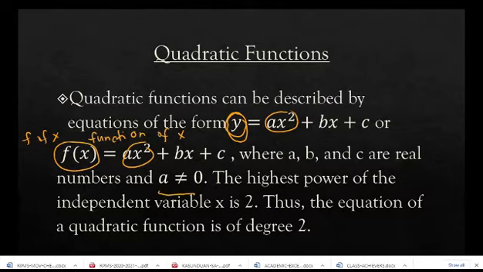And then, katulad nga ng quadratic equation, the highest power of the independent variable x is 2. So, independent variable natin yung x. So, meaning, it can stand alone, and it can vary freely. While yung f of x natin, or the value of y, yan yung nakadepende sa value ng x. Thus, the equation of a quadratic function is of degree 2 because its highest exponent is 2. So, parang quadratic equation din siya. As long as the highest, pinakamataas na exponent na nakikita natin in a particular function ay 2, we can say that that equation is a quadratic function.